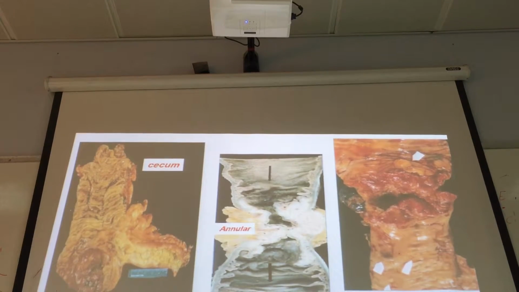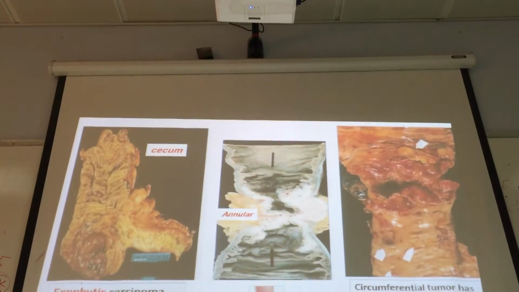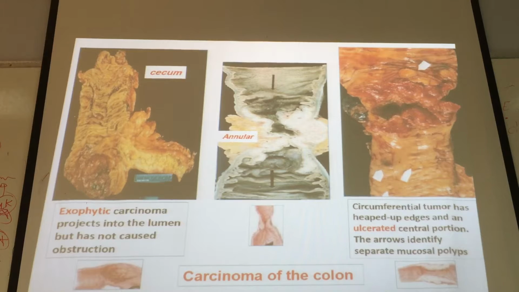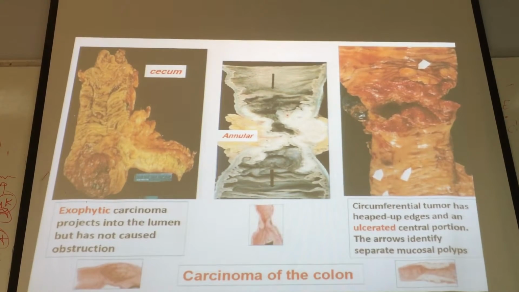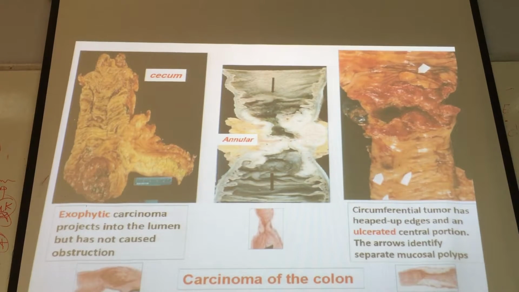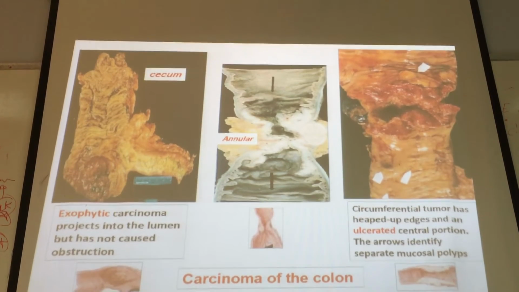So these are the three varieties: exophytic, then the second is annular, and third is the ulcerative variety. And the annular one is also infiltrative, so this is going deep. That is why I am saying this is more dangerous than the ulcerative and the exophytic. Most of the carcinomas you will find these three structures: exophytic or polypoidal, then infiltrating, then ulcerating. The three varieties.